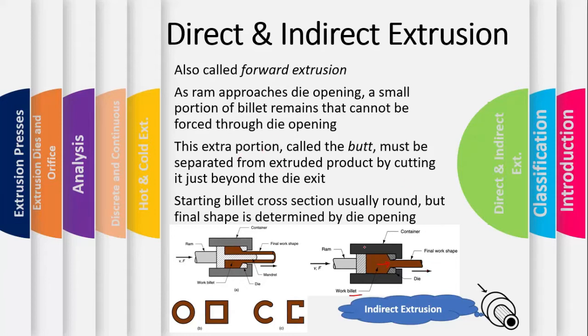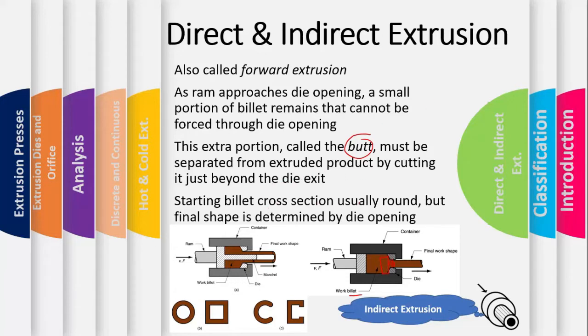So the extra, as we know, the ram keeps on pushing this material and squeezing it out of the die opening. When the ram approaches this extreme edge, there will still be some amount of material left here. This extra material that is left, which cannot be squeezed out using this frame, is known as the butt. So it must be separated using some cutting operation or some trimming operation.